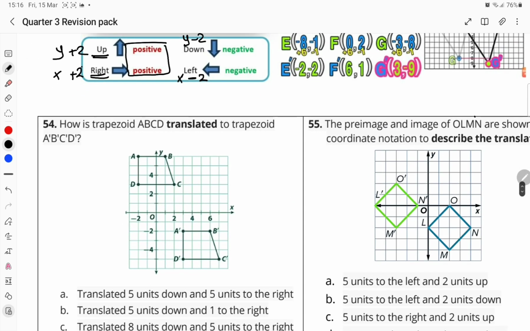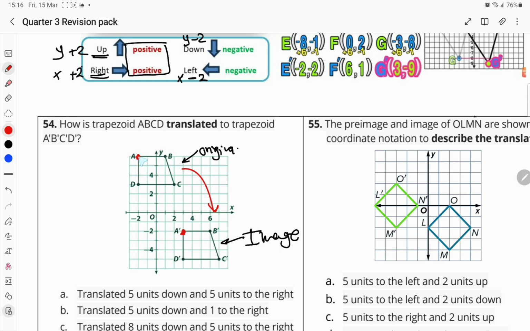For example, in this problem he's asking: ABCD is translated to trapezoid A prime, B prime, C prime, D prime. So the first step, I should know where is the original thing and where is the image. A, B, C, D, this is the original. Why? It doesn't have any dash, then it doesn't have any primes. So A prime, B prime, C prime, D prime, this is the image. We move from the original to the image, for example, from A to A prime.